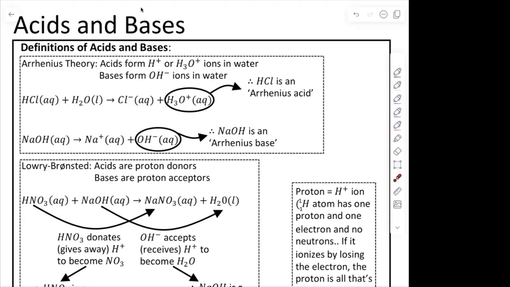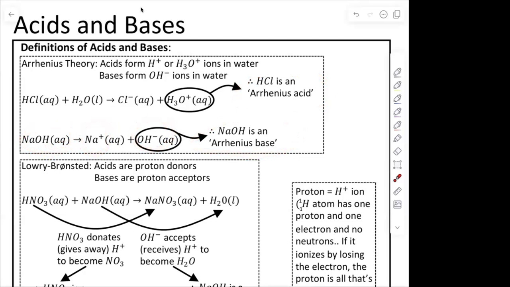In our first reaction over here, HCl plus water will give us Cl- and H3O+. We can see here that we're increasing the concentration of H3O+ by adding HCl, which is an acid. So HCl is our Arrhenius acid. And then NaOH will give us Na+ and OH-. You can see there again, NaOH is our Arrhenius base because it increased the concentration of OH-. And in this particular case, we've got NaOH in aqueous solution.